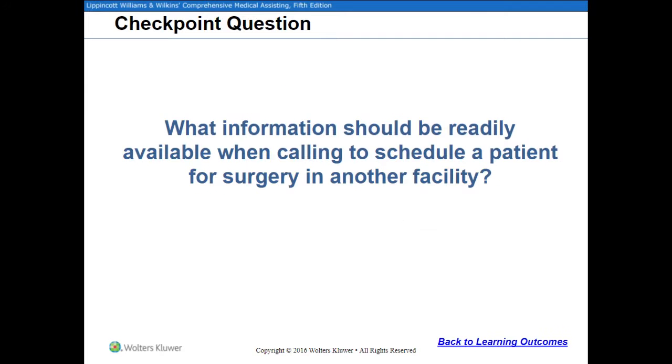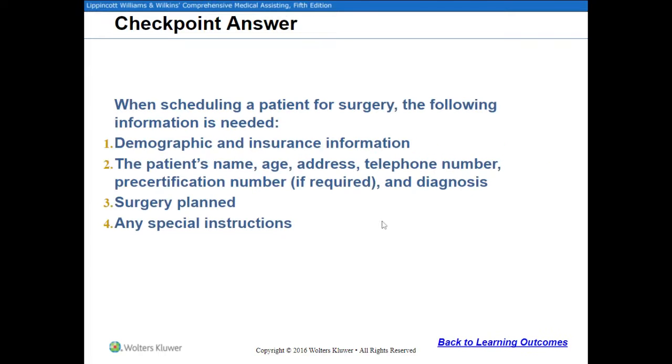What information should be readily available when calling to schedule a patient for surgery in another facility? That's going to be the demographic information and insurance, the patient's name, address, phone number, diagnosis, the surgery that's planned, and any special instructions like fasting or any of those things, okay? And then actually, this is the last slide. So this is going to be the end of this lesson.